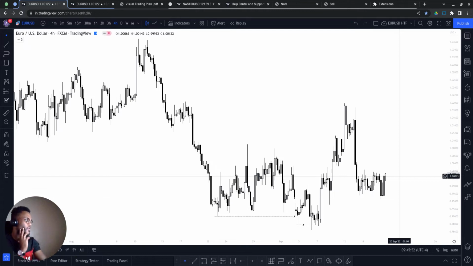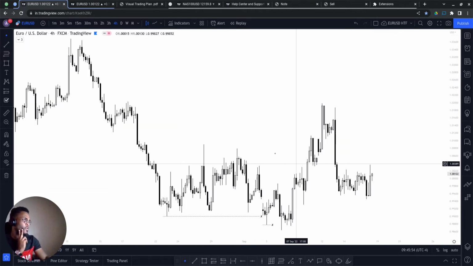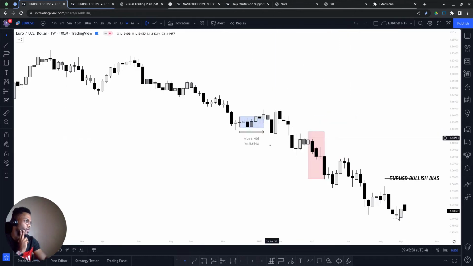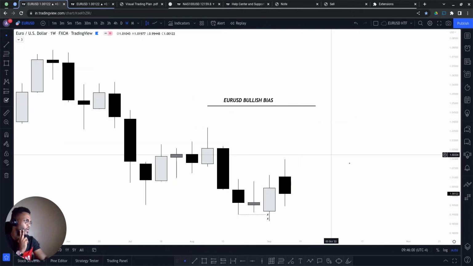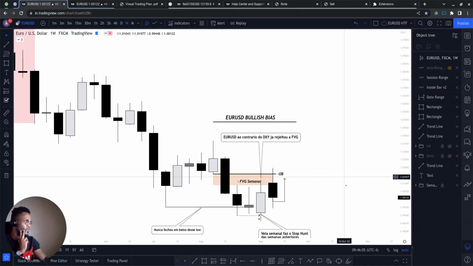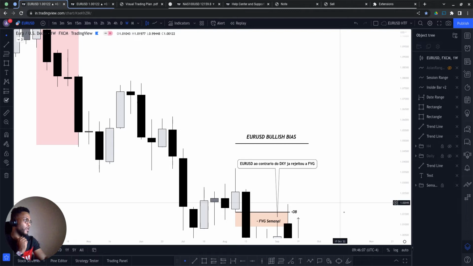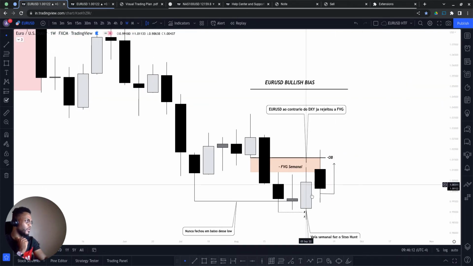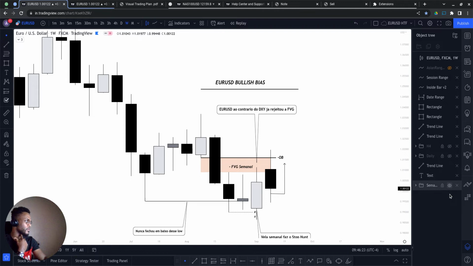So this is gonna be the trade recap for this past week, from the 12th of September to the 16th. Let me just show you what I prepared before the week. I actually had the bullish bias for the week, and these were the reasons. I was expecting price to close bullish. My idea was that price would close this FVG, this weekly FVG. That was my idea initially.